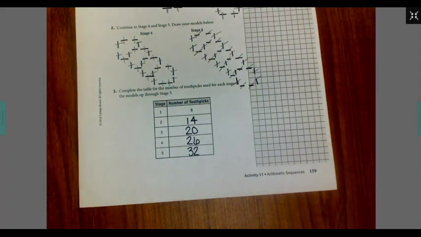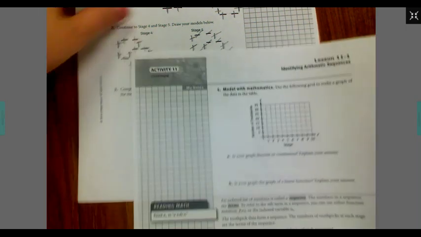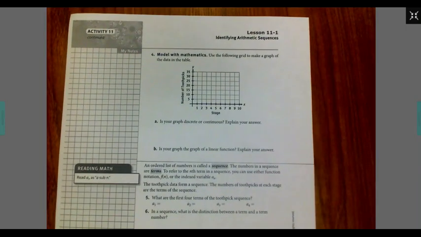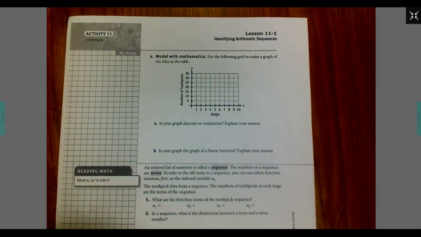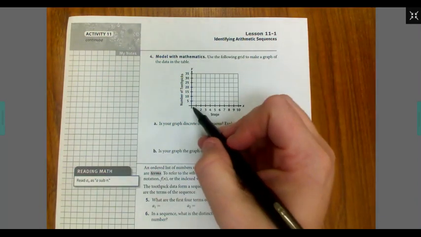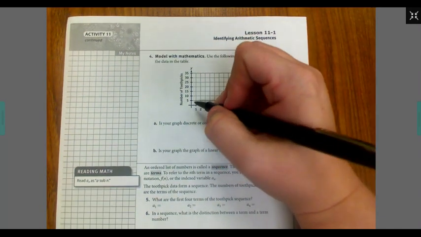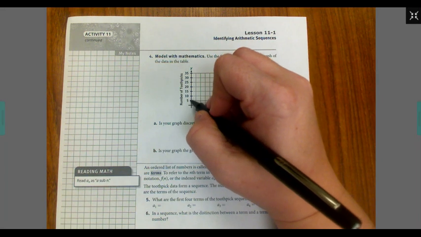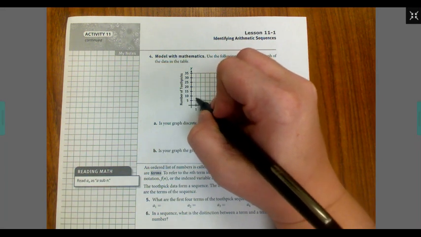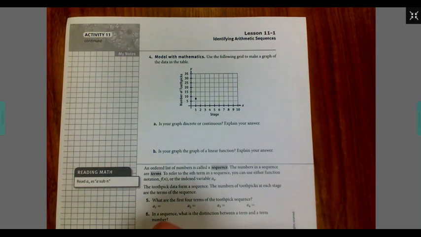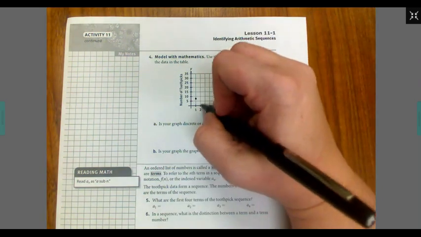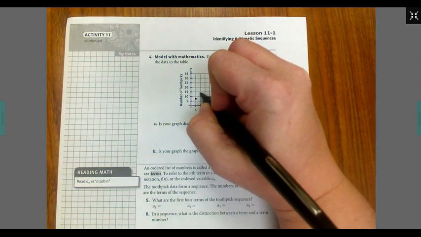Let's take a look at what question number 4 on the next page states. Sorry, trying to grab my paper here. It says, model with mathematics, use the following grid to make a graph of the data in the table. So at stage 1, we had 8 toothpicks. Well, 8 is somewhere between 5 and 10, closer to 10, right? So I'm going to kind of put it right there. Then it says at stage 2, we have 14. That's like really close to 15, but not quite 15, right?